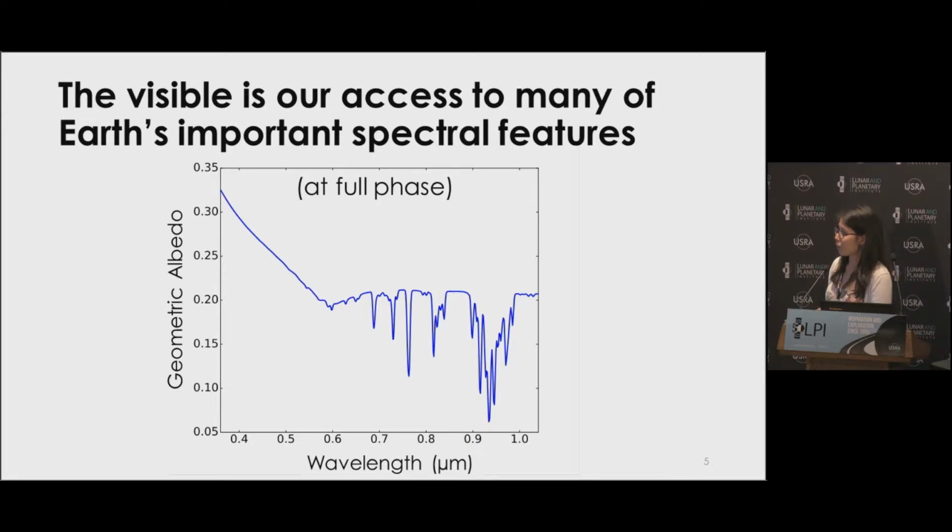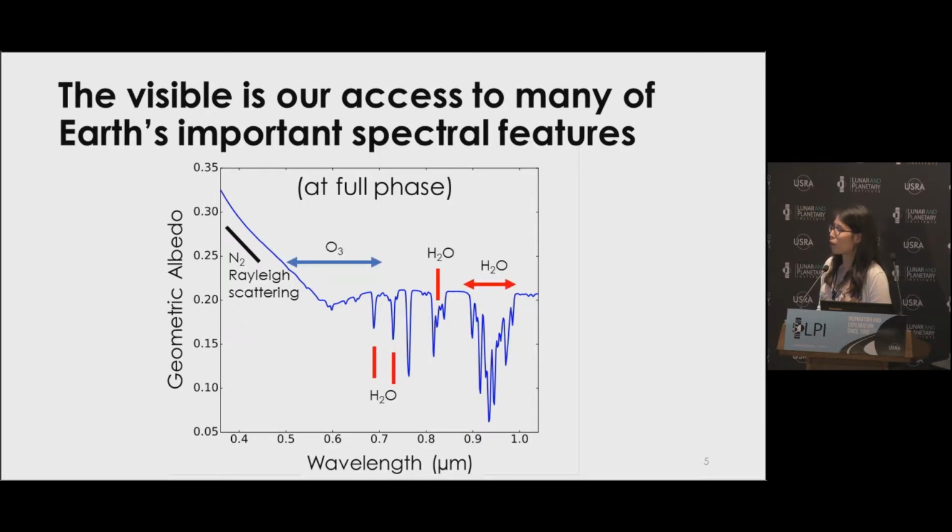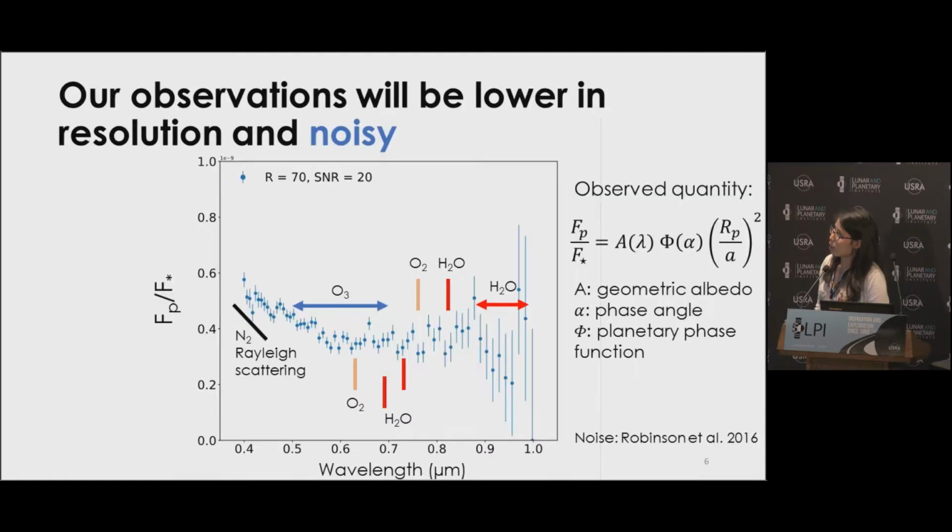Here you have geometric albedo versus wavelength, and you can see that there's a Rayleigh scattering slope primarily due to nitrogen. There's water absorption, ozone absorption, and oxygen. But in reality, when we actually get spectra, they're going to be lower in resolution and they're going to be noisy. And so here we have that same spectrum, but now it's at a resolution of 70 with a signal to noise, or SNR, of 20. And you can see a lot of these features are already starting to be lost in the noise.